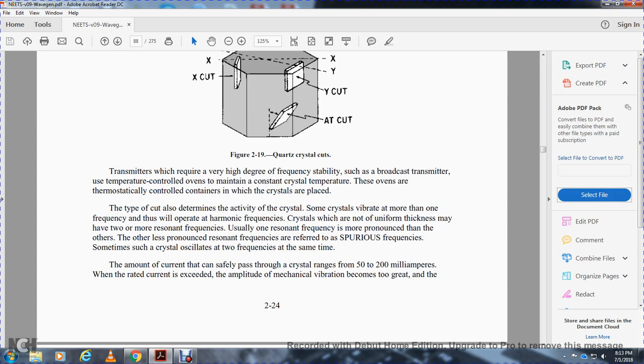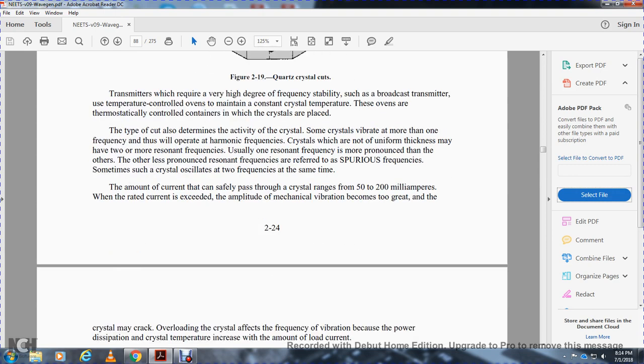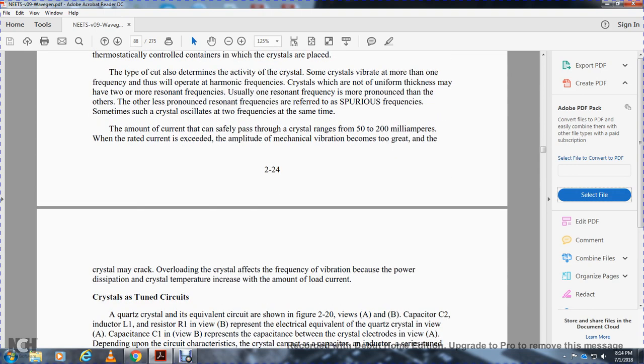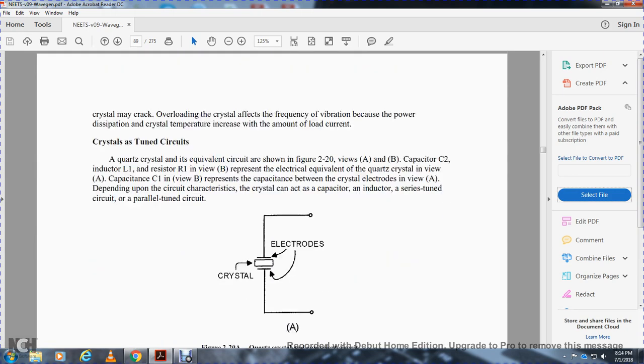The amount of current safely passed through the crystal ranges from 50 to 200 milliamperes. When this rate of current is exceeded, the amplitude of the mechanical vibration becomes too great, and then the crystal may crack. Overloading the crystal affects the frequency of vibration through power dissipation. Crystal temperature increases with the amount of load current.